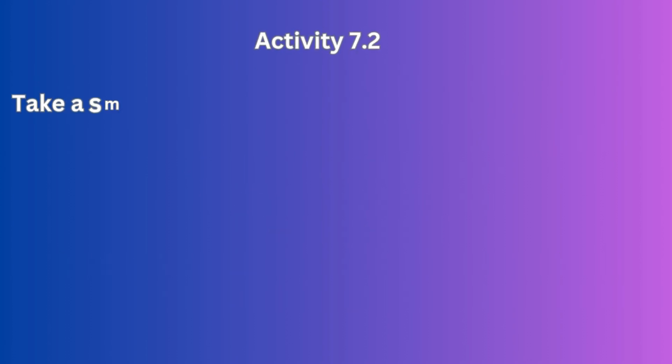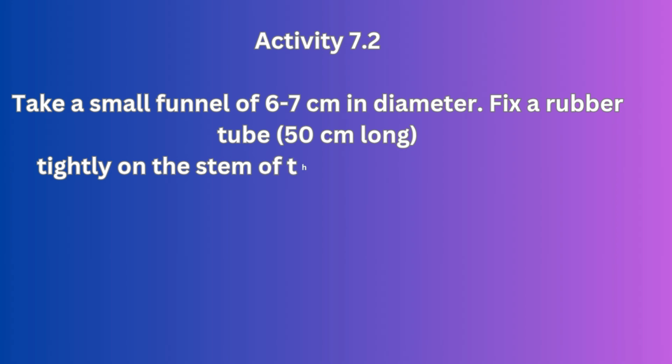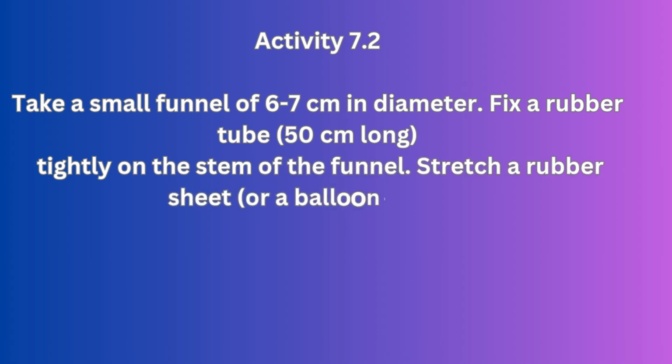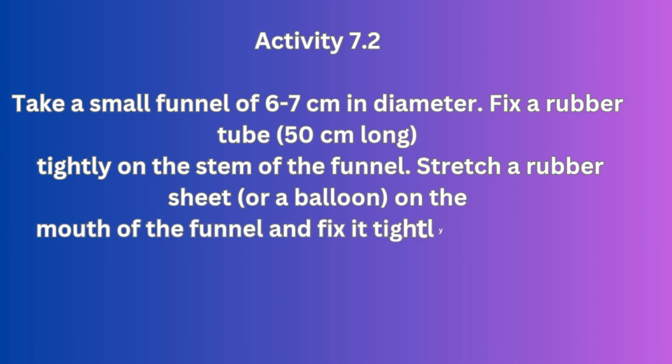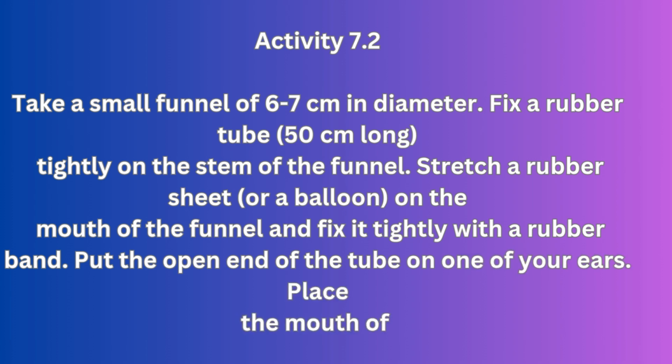Activity 7.2. Take a small funnel of 6 to 7 centimeters in diameter. Fix a rubber tube, 50 centimeters, tightly on the stem of the funnel. Stretch a rubber sheet or a balloon on the mouth of the funnel and fix it tightly with a rubber band. Put the open end of the tube on one of your ears. Place the mouth of the funnel on your chest near the heart.